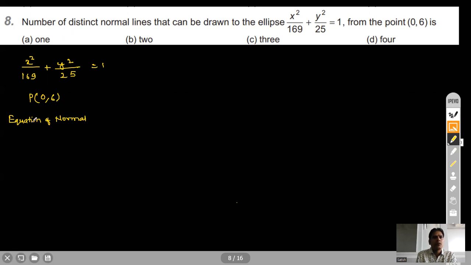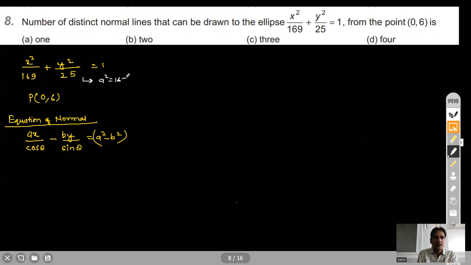Equation of normal. We can write it as ax upon cos theta minus by upon sine theta is equal to a square minus b square. Now, what can we do for this ellipse?